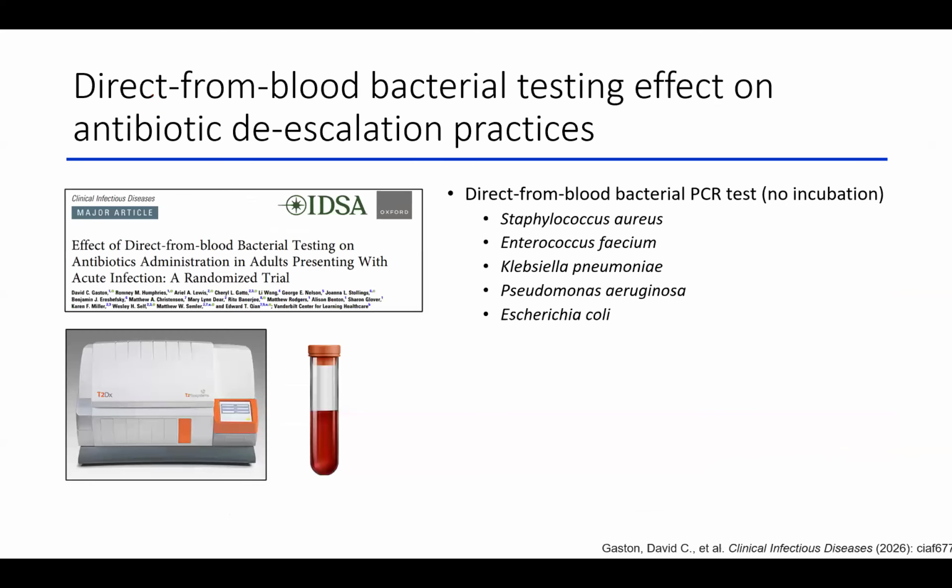Okay, I'm going to show you one more blood study before we go on. This one's a brand new one. It's direct from blood bacterial testing and the effect on antimicrobial de-escalation. This is the assay, if you're in here for fungal, they talked about a direct from blood yeast assay. This is the bacterial counterpart. It detects those 5 organisms there, mainly ESCAPE pathogens, direct from blood, no incubation. So you don't have to put it in a blood culture bottle. You just draw it and test.